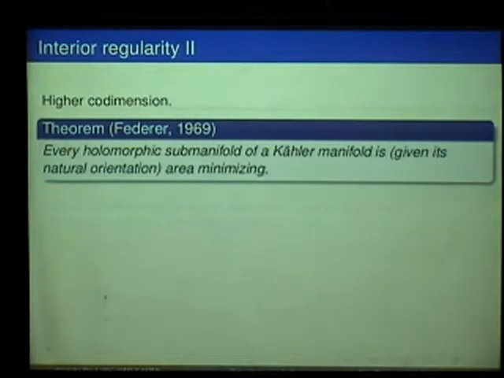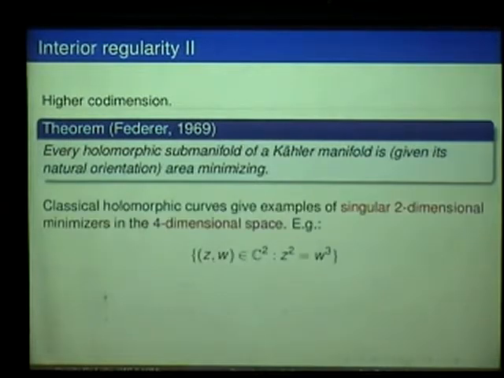It's even more true in higher codimension. There's a classical theorem of Federer which says that every holomorphic submanifold of a Kähler manifold is, given its natural orientation, an area minimizing surface, so a solution of the oriented Plateau problem as well. This means that if I take any holomorphic curve in C^2, I have a 2-dimensional area minimizing surface in R^4. And of course, these objects might be, from the point of view of differential topology, singular, meaning you can have points where there are crossings of planes, but you might also have points where you have branching singularities.